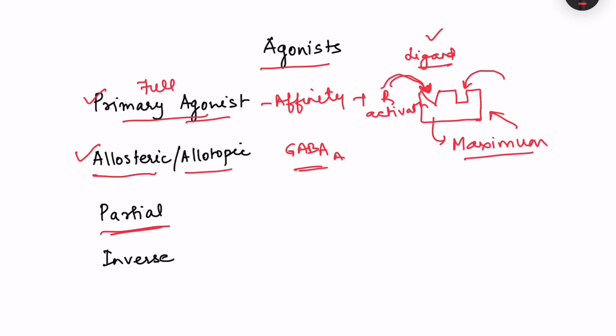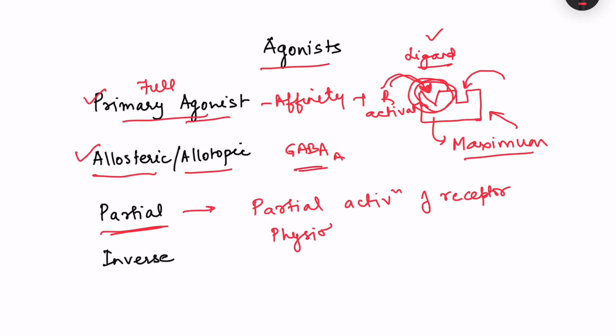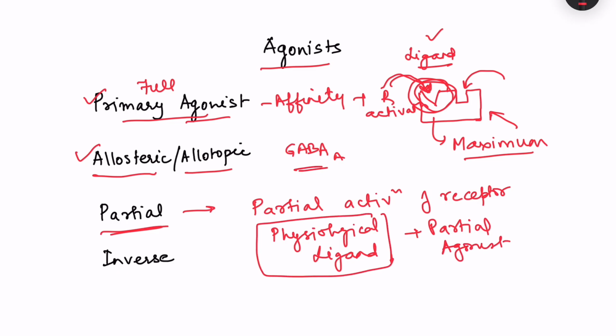Then we have partial agonists. These partial agonists bind on the same site where the ligand is binding. However, this stimulates the receptor only partially. So as the name suggests, there is partial activation of the receptor. Now suppose the physiological ligand is already present in the body and it is increased in concentration. If you give this partial agonist, will the main physiological ligand be able to act? No, this partial agonist is going to bind to this main site.